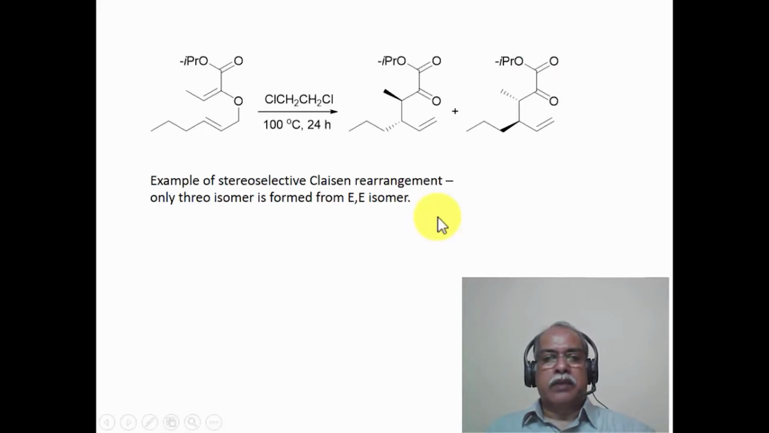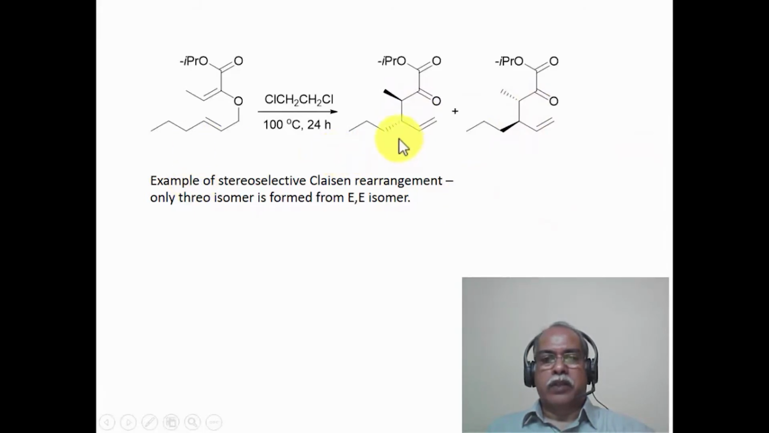Now a simple diastereoselective Claisen rearrangement is what is illustrated here. This is the EE isomer of the allyl vinyl ether. The EE isomer of the allyl vinyl ether undergoes the rearrangement to give only the threo isomer of the product. You can see here this methyl and this substituent are anti with respect to each other. So this is a threo isomer. Similarly, this is also the threo isomer.